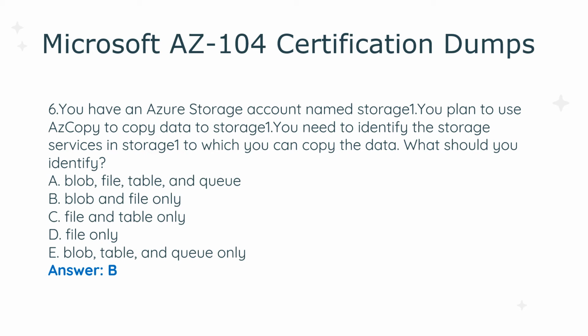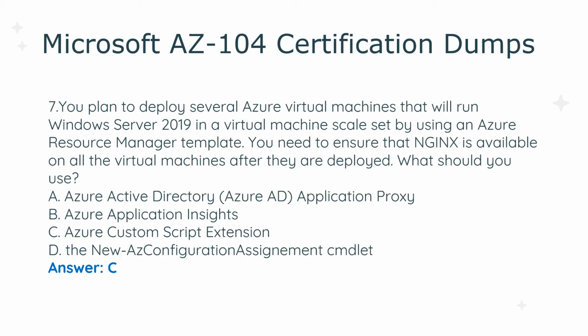Answer B. 7. You plan to deploy several Azure virtual machines that will run Windows Server 2019 in a virtual machine scale set by using an Azure Resource Manager template. You need to ensure that Nginx is available on all the virtual machines after they are deployed. What should you use?